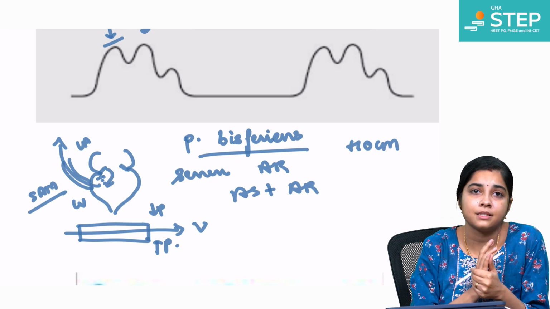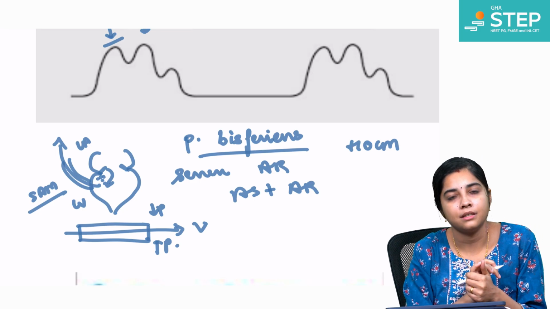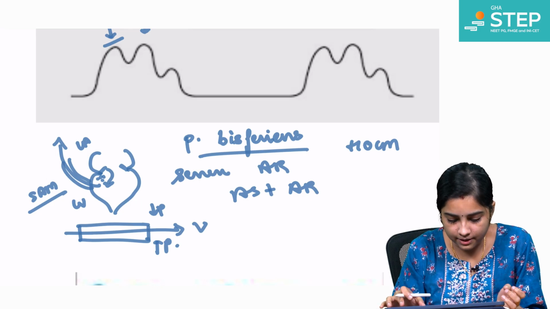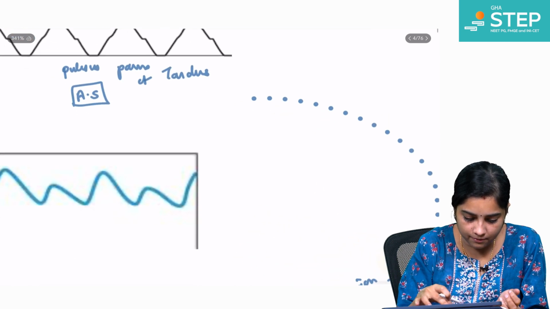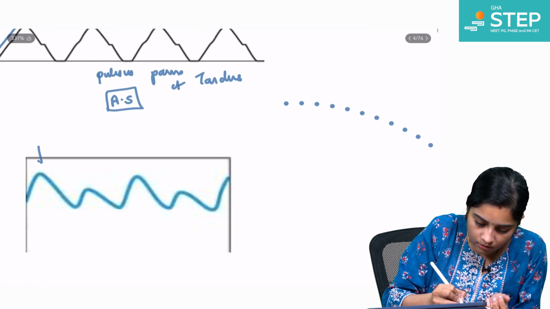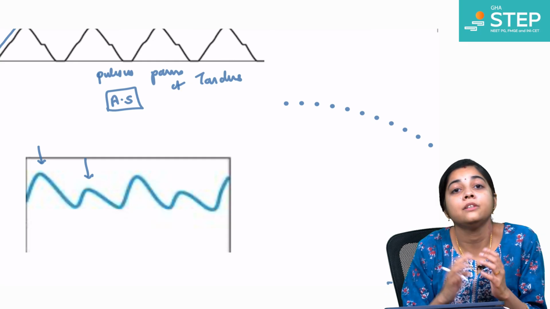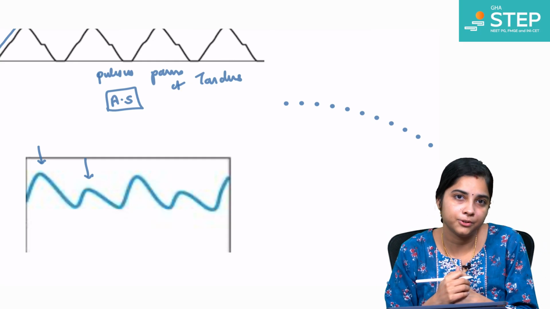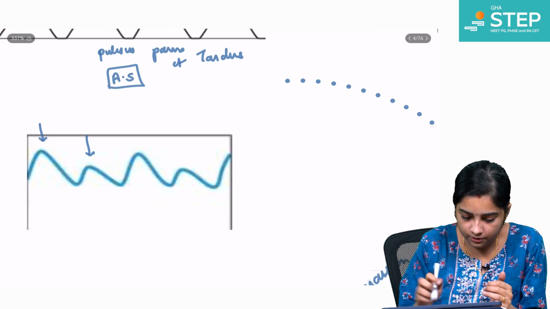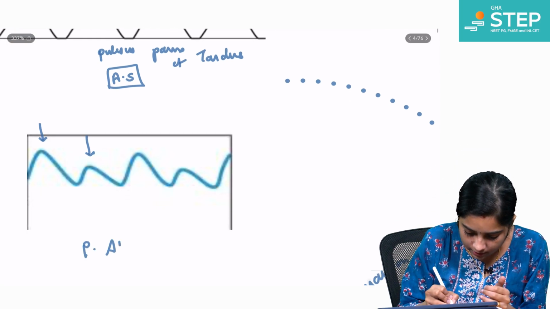This is the basic principle at which pulsus bisferiens is felt. Okay, so this is pulsus bisferiens for you. Now let us look at this pulse wave. What are we seeing here? There are alternate high volume and low volume waveforms. So these alternate high volume and low volume waveforms are what we call pulsus alternans.